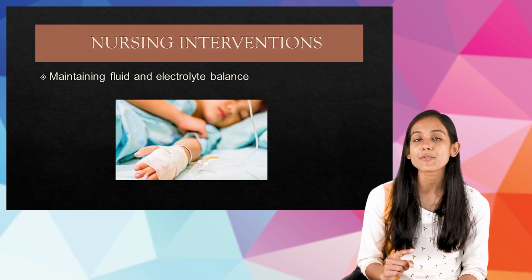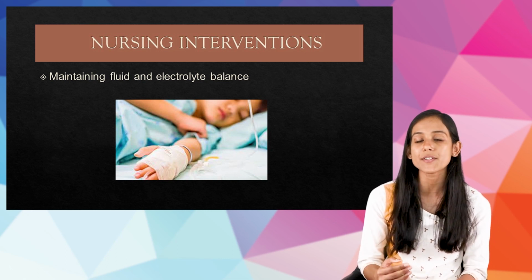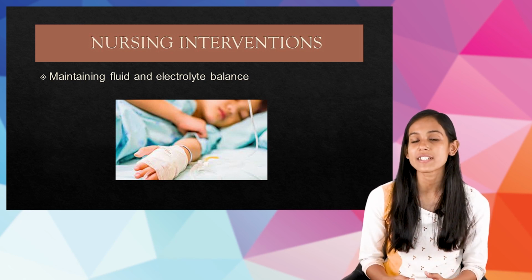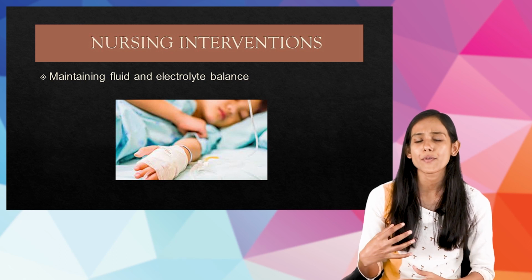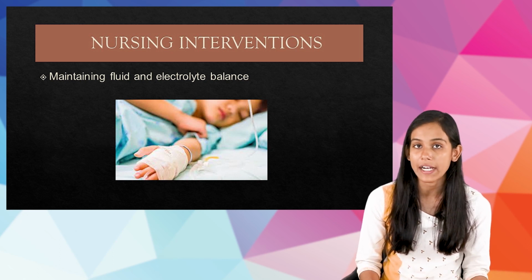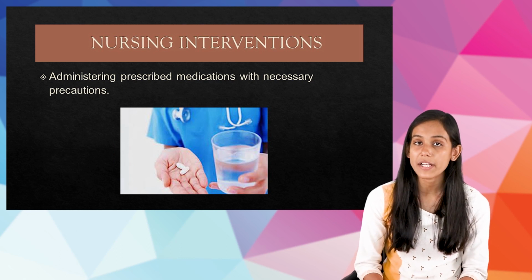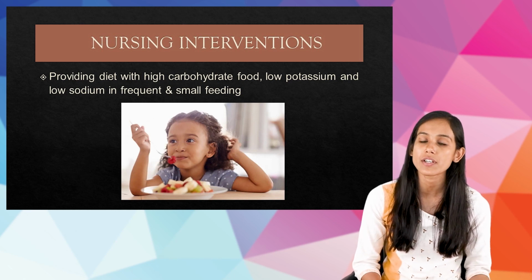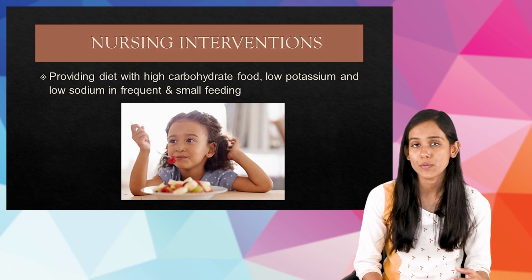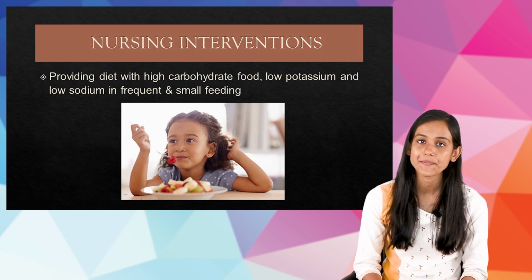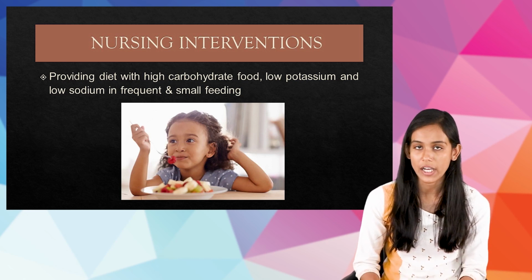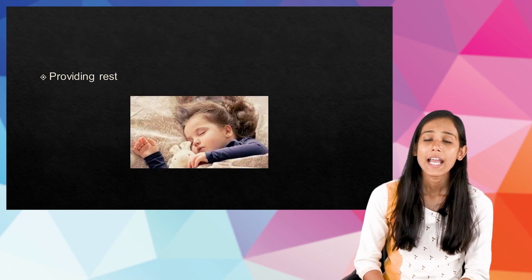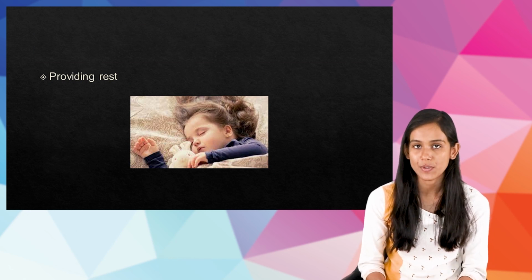First, we have to maintain the fluid and electrolyte balance, and for that we have to continuously monitor their intake and output chart, monitor their serum electrolytes, and monitor if there are any features of heart failure. And then you have to administer the medications as prescribed, and while providing diet, you have to make sure that the diet is low in sodium, low in potassium, and high in carbohydrates. You also have to provide small and frequent feeding. And then you have to provide adequate rest to the child.